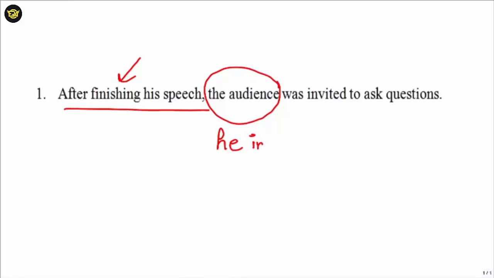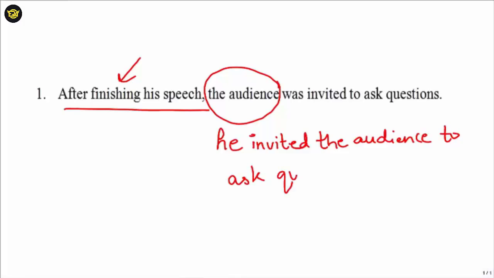He invited the audience to ask questions. Did you understand what we did over here? After finishing his speech is a modifier over here. Right next to it has to be the placement of the word that it is modifying, which in this case is he invited the audience to ask questions, because the entire thing should make sense like the original sentence, right? Did you see what we did over here?